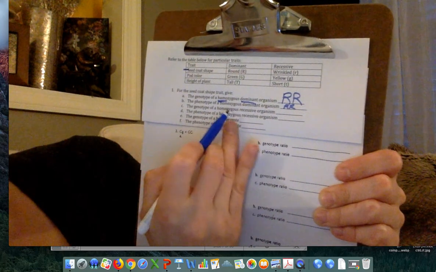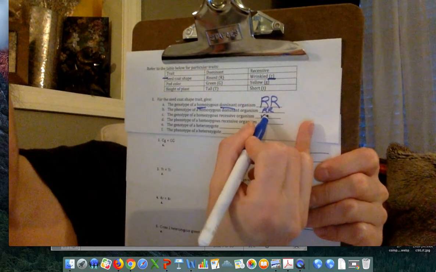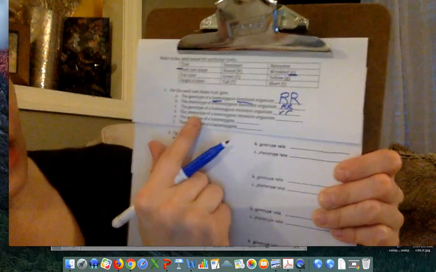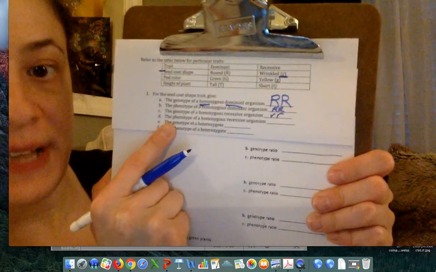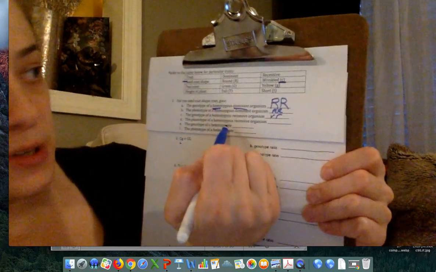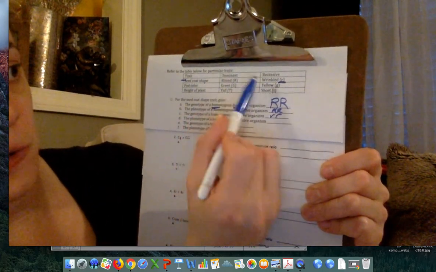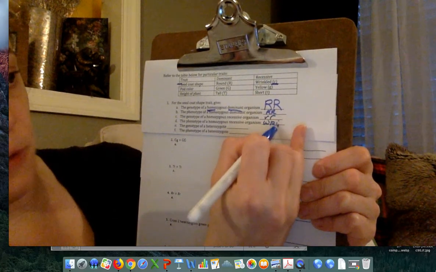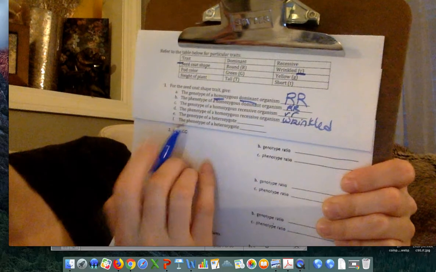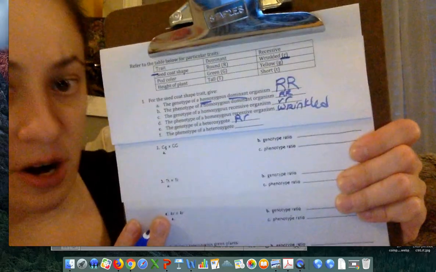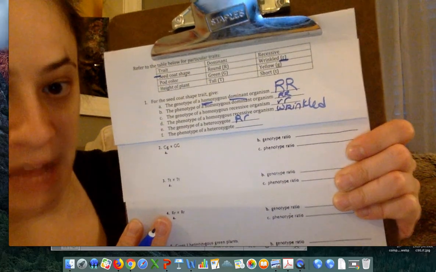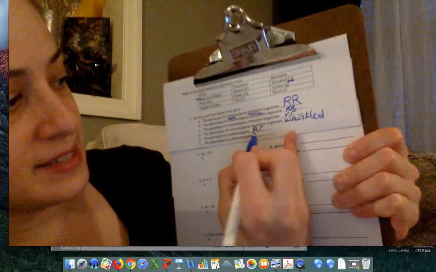For 1c, the genotype of a homozygous recessive organism. So if it's homozygous recessive, it would have 2 of the recessive R's. For 1d, what would be the phenotype of a homozygous recessive organism? So if it's homozygous recessive for seed coat shape, here in this case, it would be wrinkled. What would be the genotype of a heterozygote? So the genotype of a heterozygote would be big R, little r. The phenotype of a heterozygote would be, in this case, round.